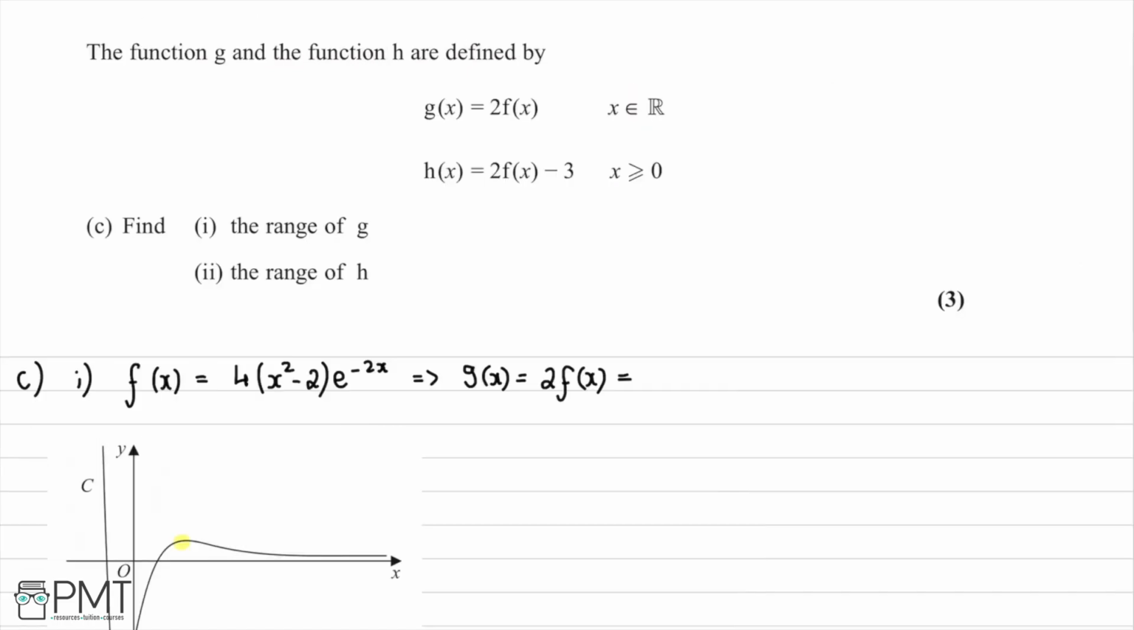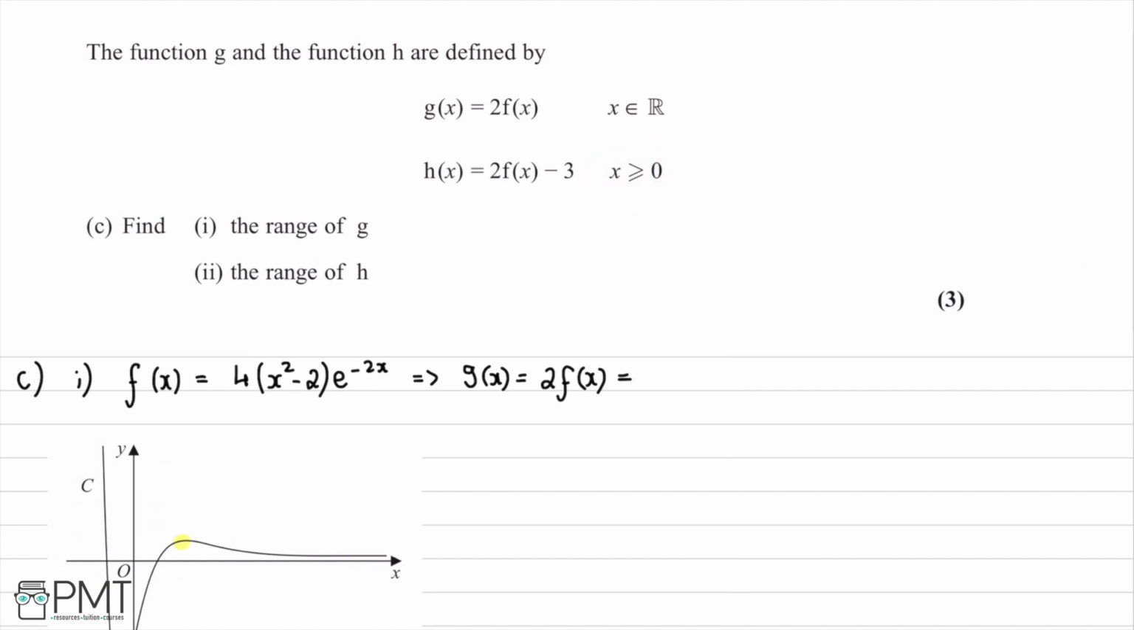So here in part C of the question, we're given some further information. We're given 2 new functions. We're told that g of x is going to be equal to 2 lots of f of x, for x in the reals. And we know that h of x is going to be 2 lots of f of x minus 3, for x greater than or equal to 0.